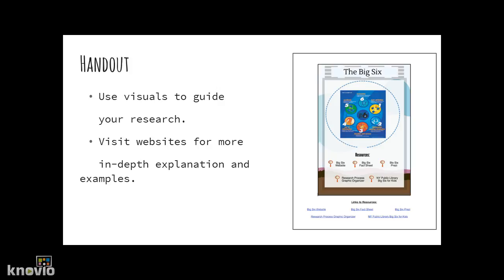The handout contains a visual image of the Big 6 process and a short description of the steps. At the bottom of the page, you will find links to 5 websites that you can refer to for additional assistance as you go through this process. I will share this handout with you via Google Docs, and I will also post a copy on the library webpage for future reference and access.